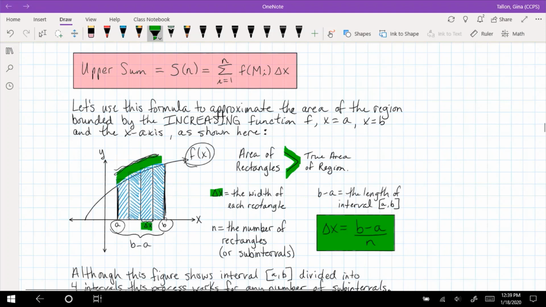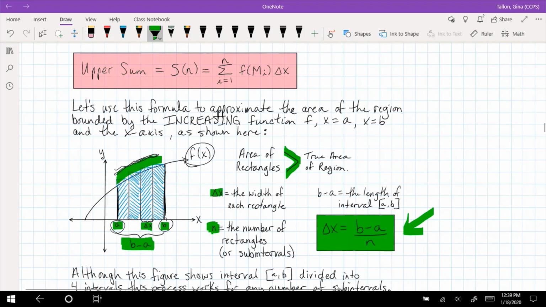We can find delta x by taking the number of rectangles we have, n is the number of rectangles, and dividing that into the length of the region that we're talking about. So if we're going from a to b, then the length of that interval is b minus a. We take our b minus a and we divide by n. That's over here. b minus a divided by n gives us the delta x that we're looking for.